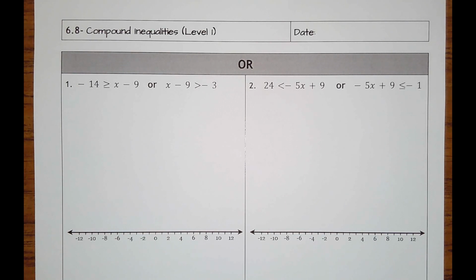So you get what I'm saying? That or can be either one, and means you have to do both. That's what these inequalities are going to do. They're either going to be or this, or they have to be and. Okay? So number one are the ors, number 1 and 2.